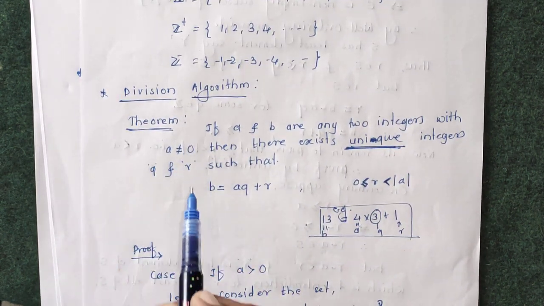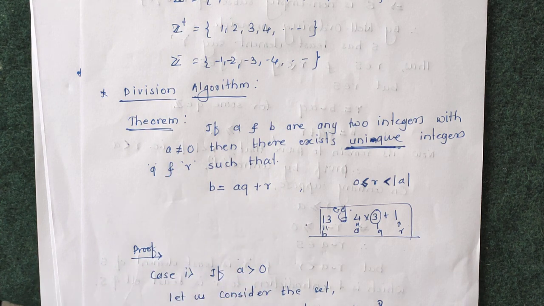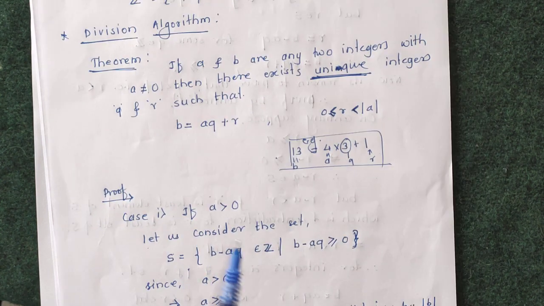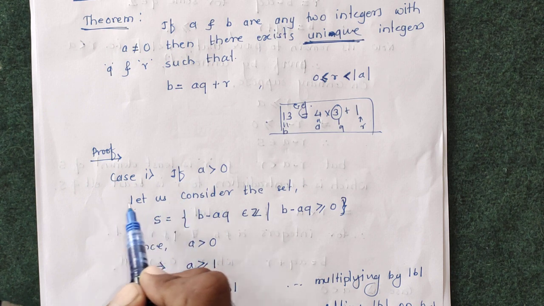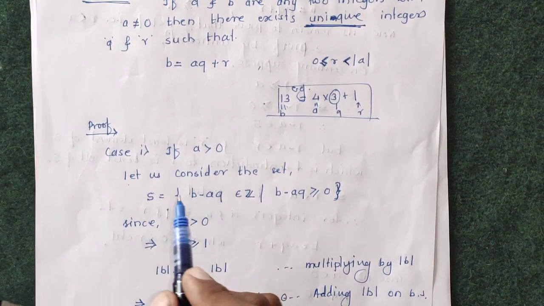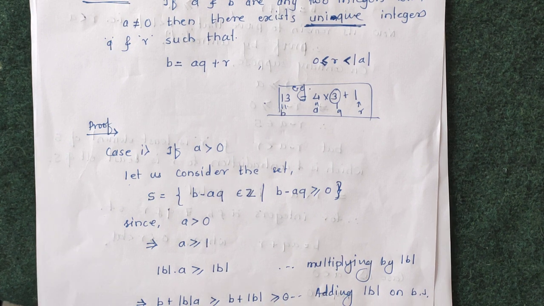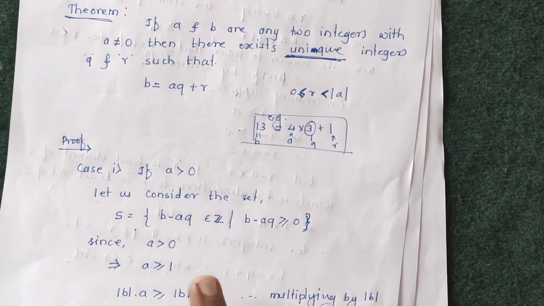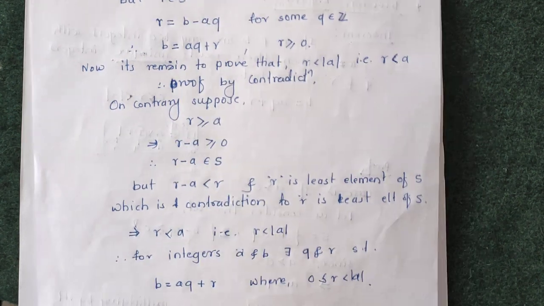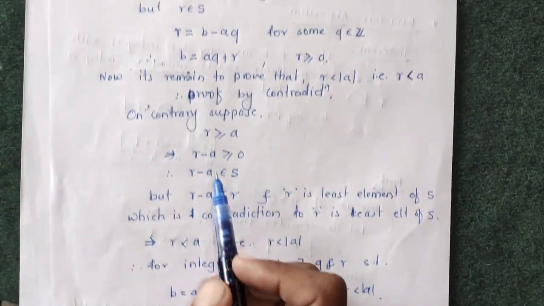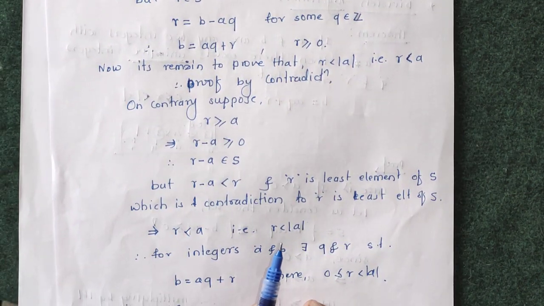Till now we have proven two cases for a, given that a is non-zero, so a is either less than 0 or greater than 0. In case one, for a greater than 0, we consider the set of b minus aq such that b minus aq is greater than or equal to 0, and for that we get the result b is equal to aq plus r.